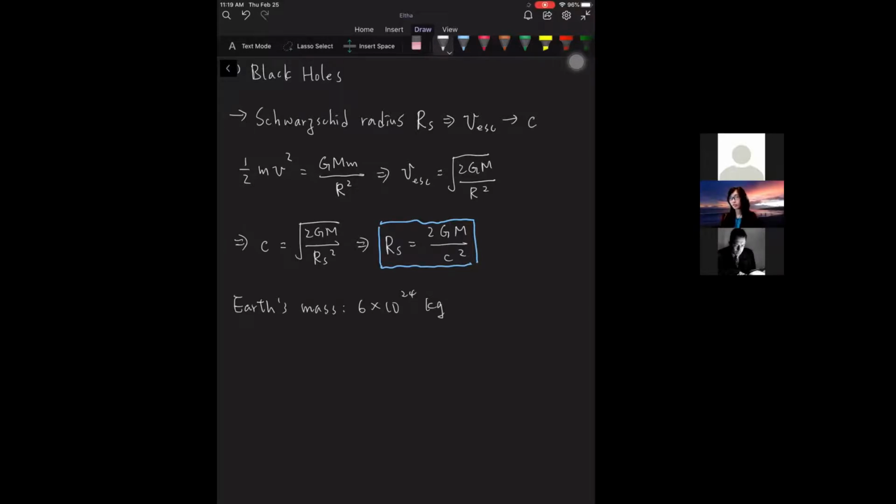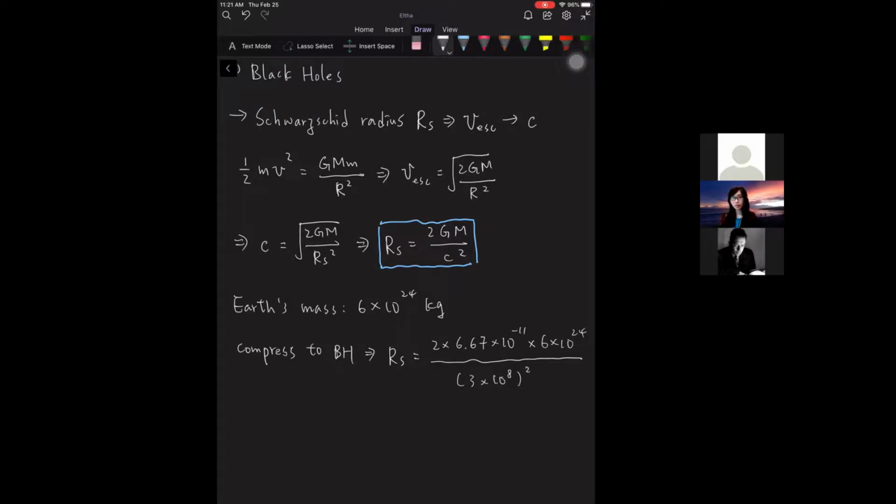Okay, so if we want to compress the Earth into a black hole, then we simply need to plug this mass into that equation. So it's 2 times G, which is 6.67 times 10 to the minus 11, multiplied by the Earth mass and divided by c squared.